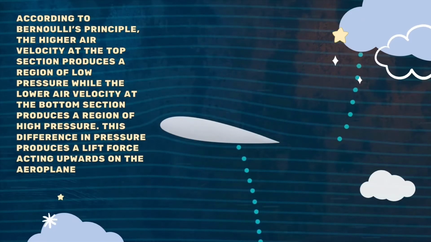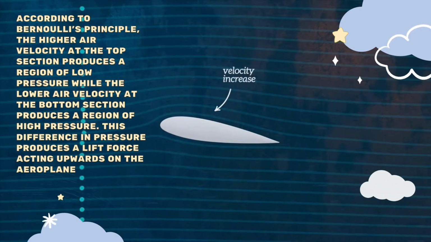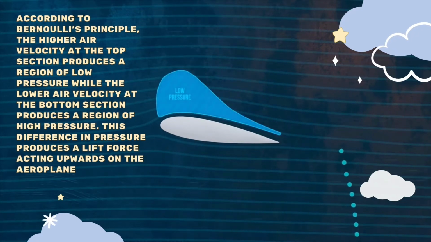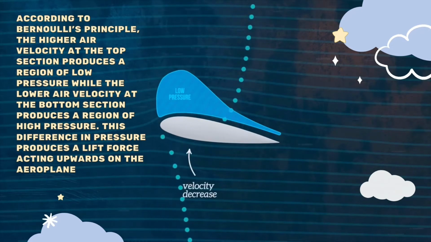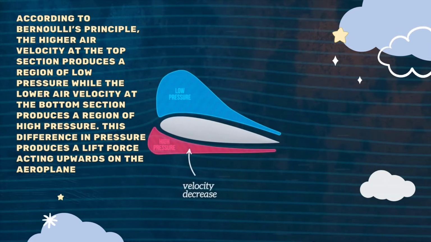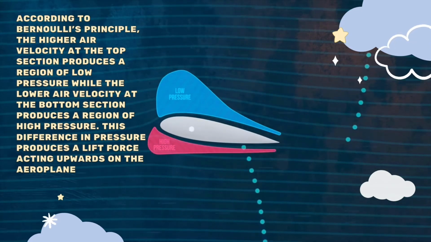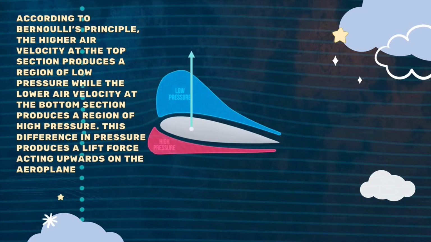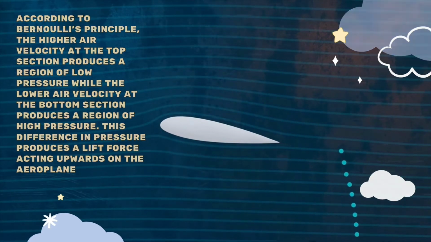According to Bernoulli's principle, the higher air velocity at the top section produces a region of low pressure, while the lower air velocity at the bottom section produces a region of high pressure. This difference in pressure produces a lift force acting upwards on the airplane.